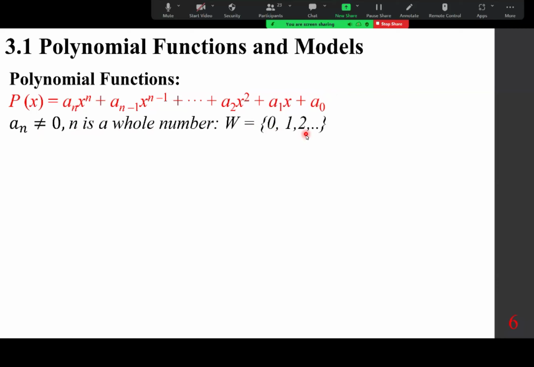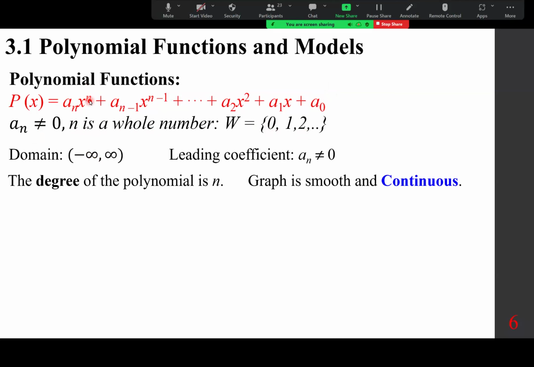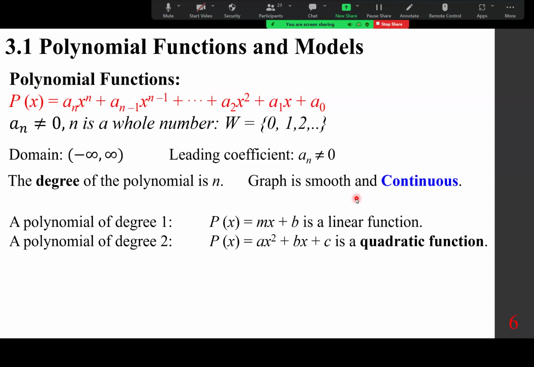Whole number is 0, 1, 2 to infinity. Domain for all of them is negative to positive infinity. Leading coefficient a sub n, again, I emphasize that cannot be 0 if you want it to be degree n. The degree of the polynomial is n. Graph is smooth and continuous. A polynomial of degree 1 or a linear function, p of x equals mx plus b, it's a linear function. A polynomial of degree 2, p of x equals ax squared plus bx plus c, is a quadratic function.